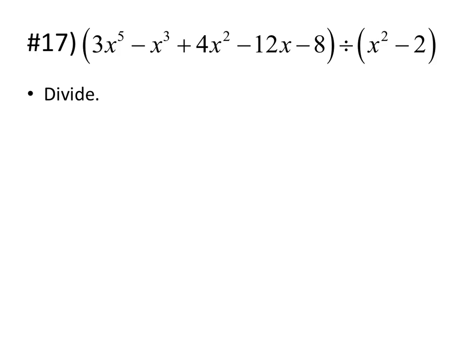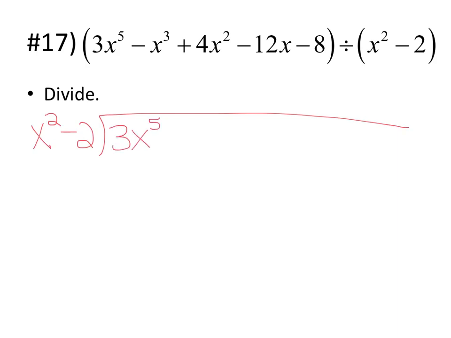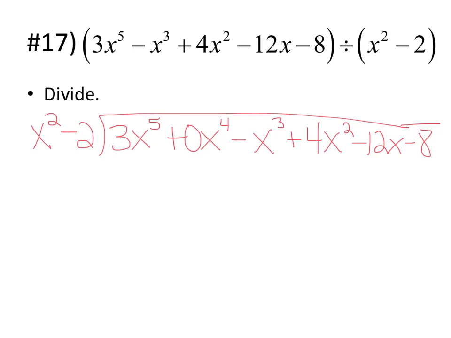Okay? So here we've got x squared minus 2 dividing into 3x to the 5th, and then look what happens. It goes from the 5th exponent to the 3rd exponent. So there I need to add in a plus 0x to the 4th, because essentially 0x to the 4th is just 0, so I'm not changing the problem. Minus x cubed plus 4x squared minus 12x minus 8. Because I went from 5 to 3, I need an x to the 4th. So you just add in plus 0x to the 4th.